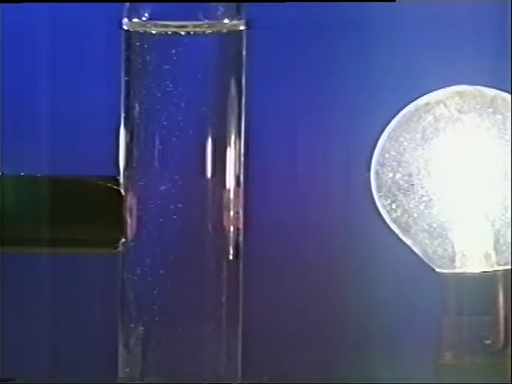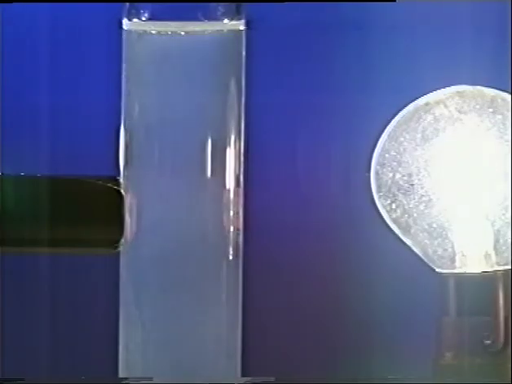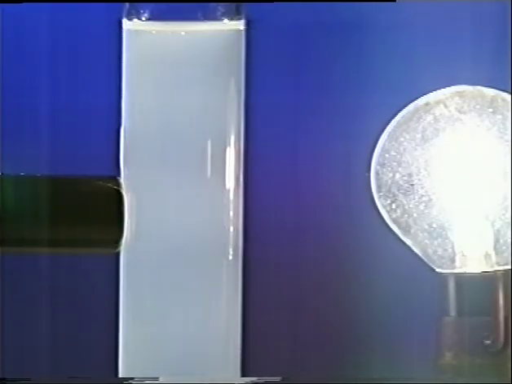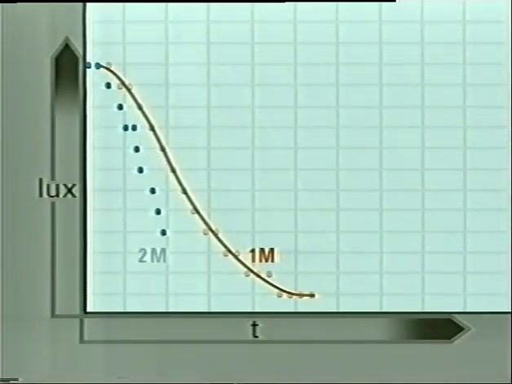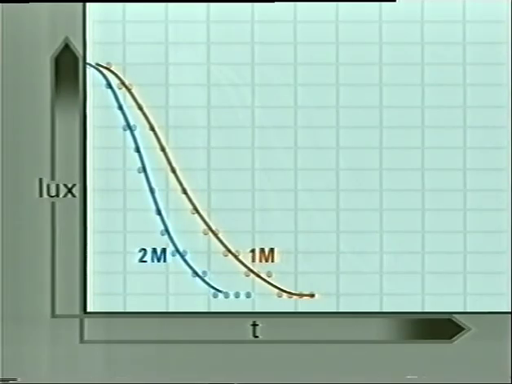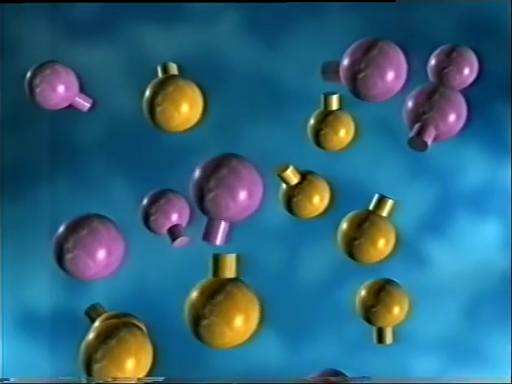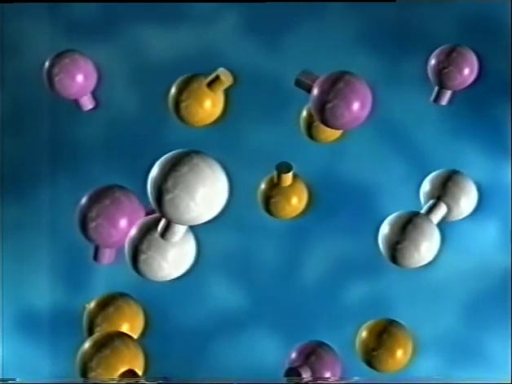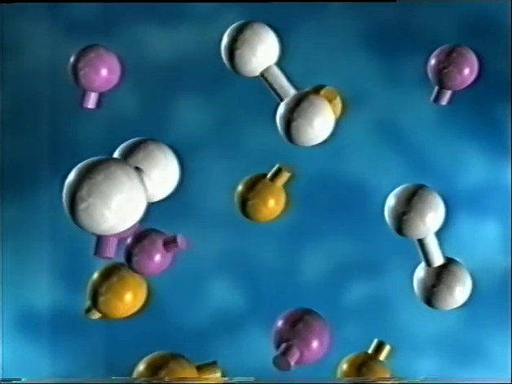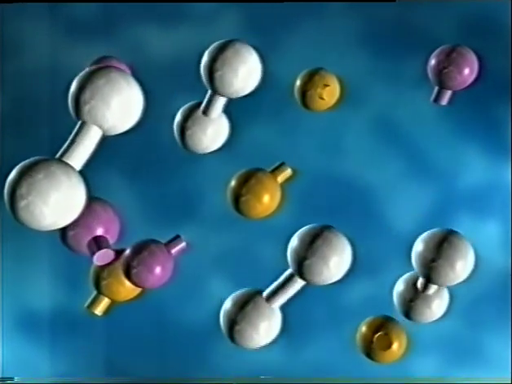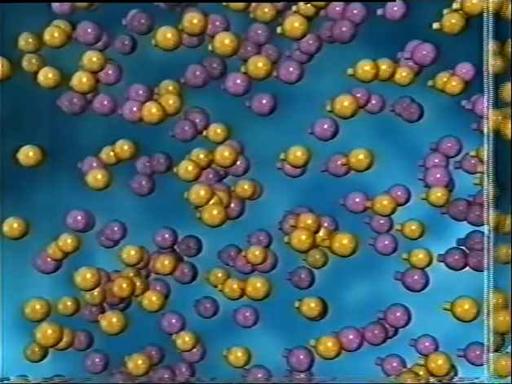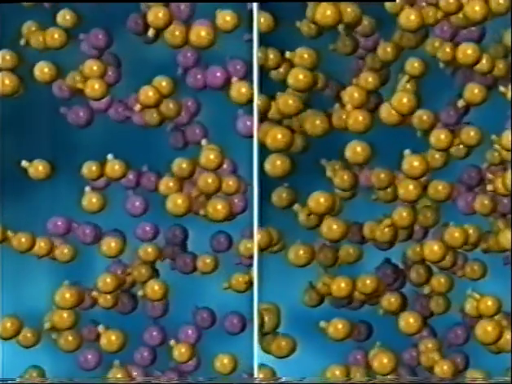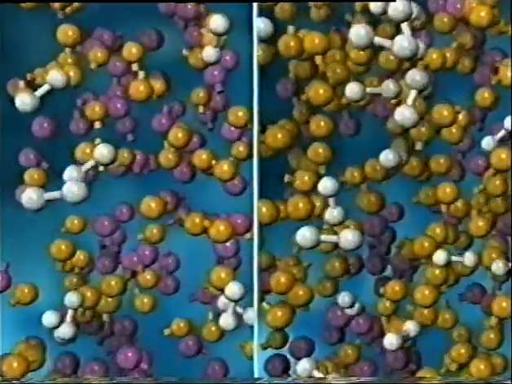Once again, the data is collected and a graph of light passing through the solution is plotted against time. It's still a curve, but this time the curve is steeper. The sulfur has been produced more rapidly. The rate of the reaction has increased. For a chemical reaction to take place, the reacting particles must collide with each other. On the right, the yellow reactant is doubled and the collision rate increases.